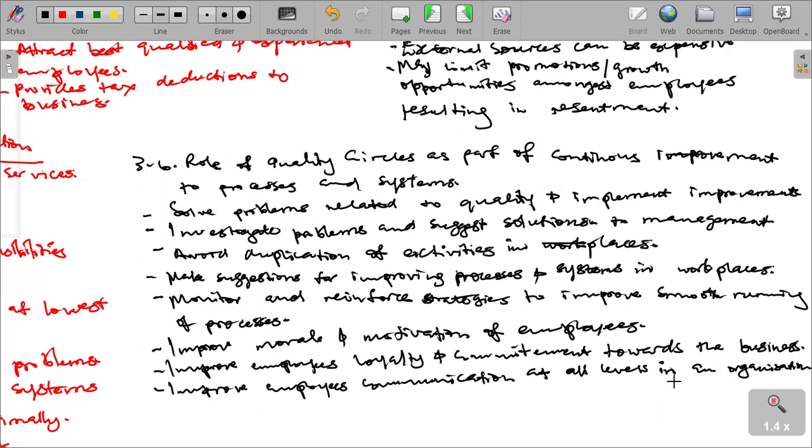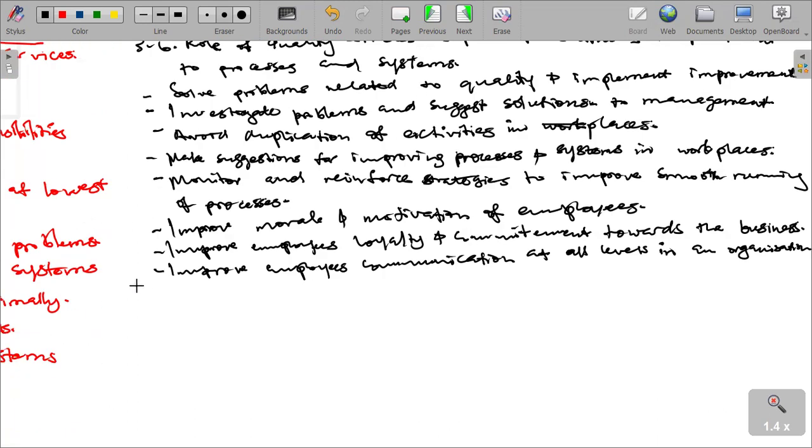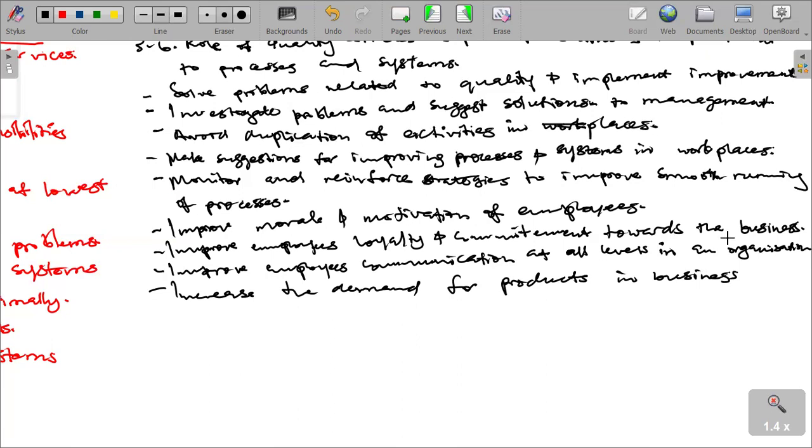We can maybe say that it increases the demand for products in business. These are also quite good points to put in regard to the role of quality circles, which we can identify in terms of healthy working relationships.